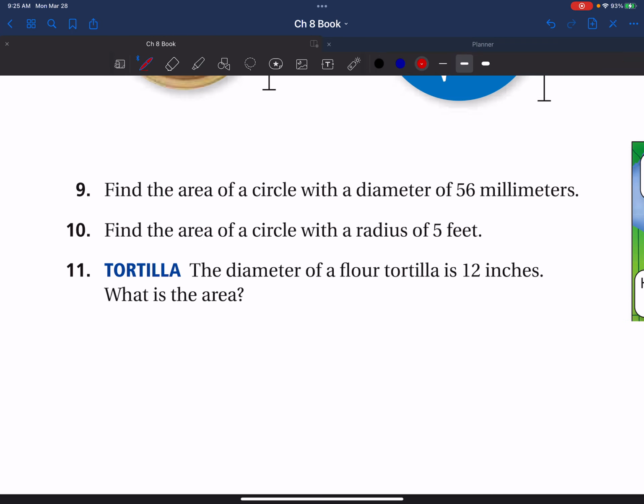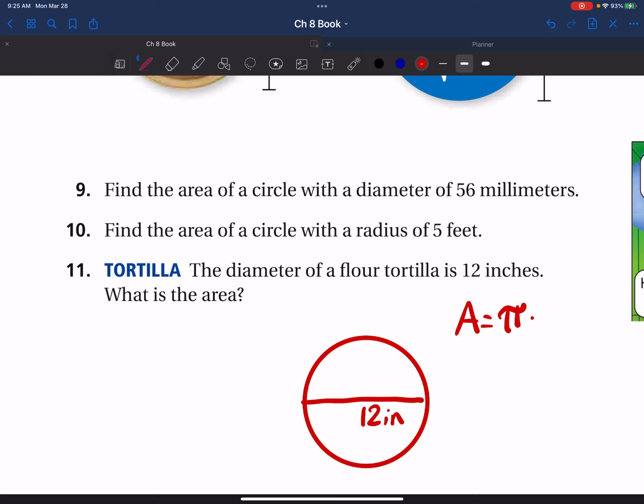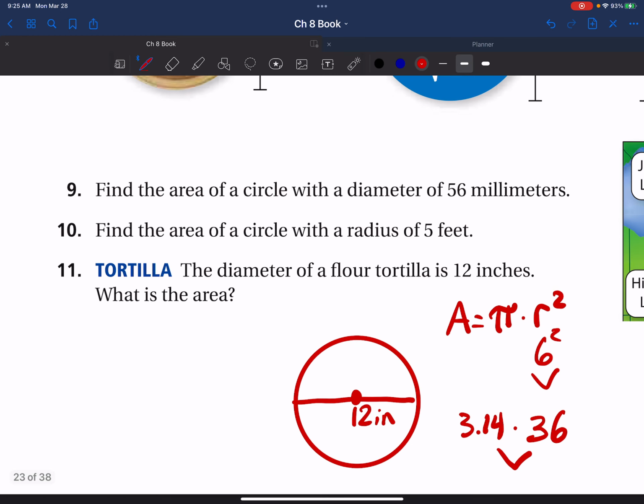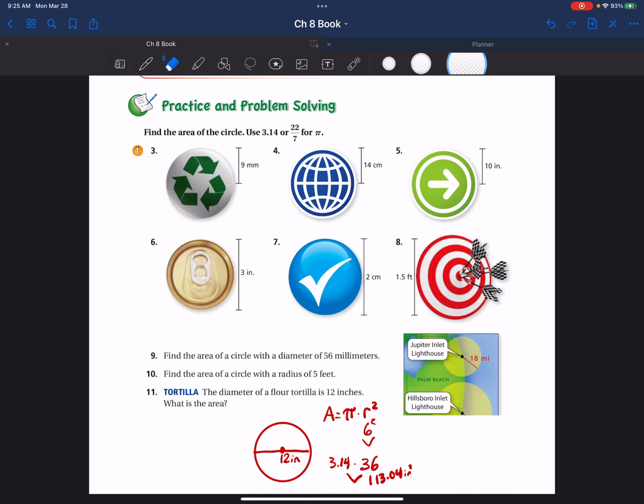Number 11. The diameter of a flour tortilla, so a big old circle tortilla, the whole diameter is 12 inches. What's the area? Pi times radius squared. The radius, so the whole thing's 12, that means half of it would be 6. 6 squared is 6 times 6 is 36. So now I just got to take 36 times 3.14. And you should get 113.04 inches squared. Okay, moving on.